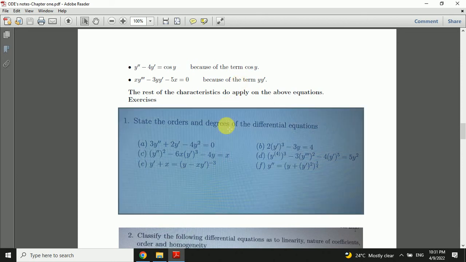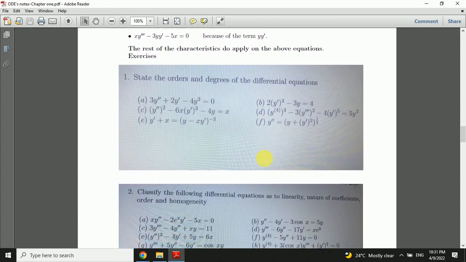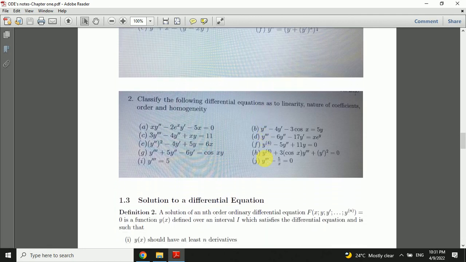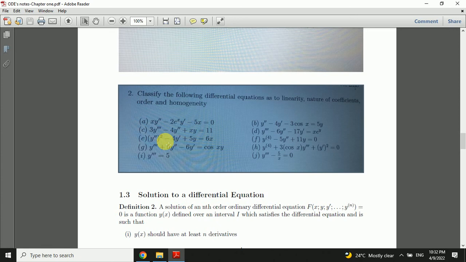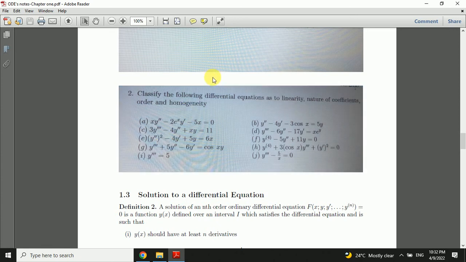And after that, you have this exercise 1 to try. State the orders and degrees of the differential equations. And exercise 2, classify the differential equations as to linearity. State whether they are linear. What are the coefficients? Are they constant coefficients or variable coefficients? What is the order? Is it homogeneous or non-homogeneous? So you have these two exercises to try. So I think for now, I can pause the video here.